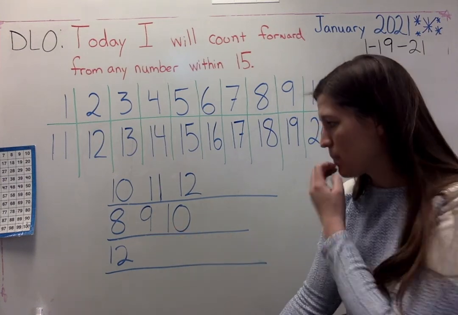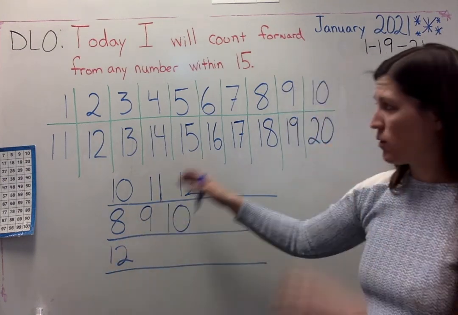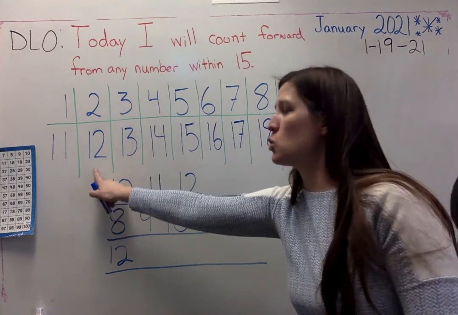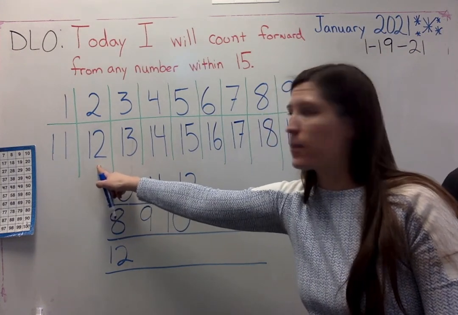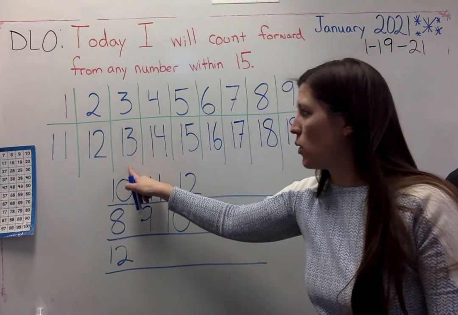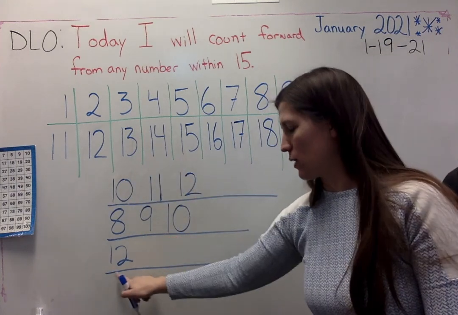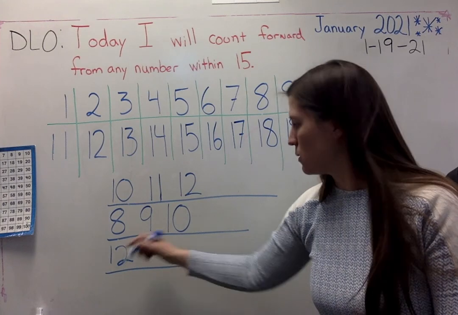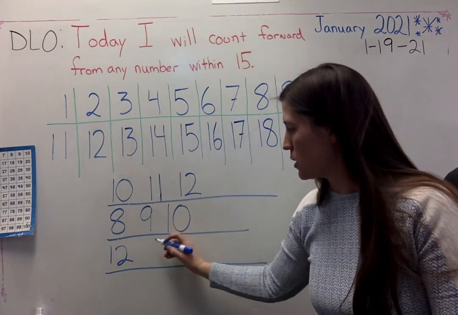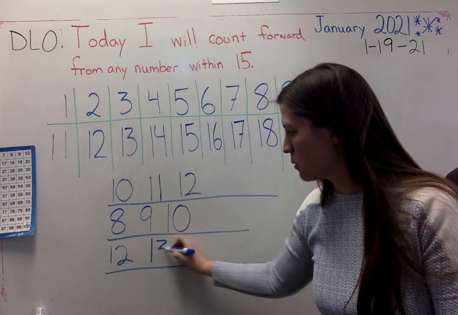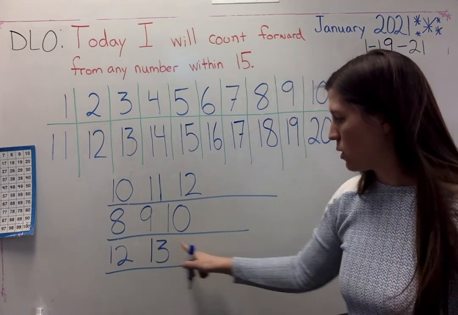Let's do one more. 12. Let's find 12 on my chart. Here it is, 12, a 1 and a 2. I'm going to count up. 12, 13, 14. So I've got 12. What comes next? 13. And then what comes next? 14.